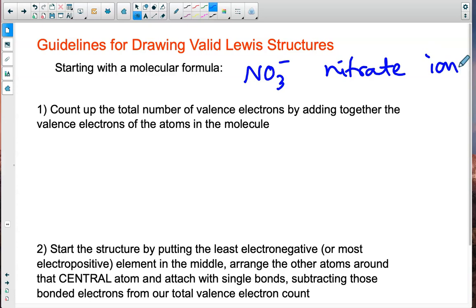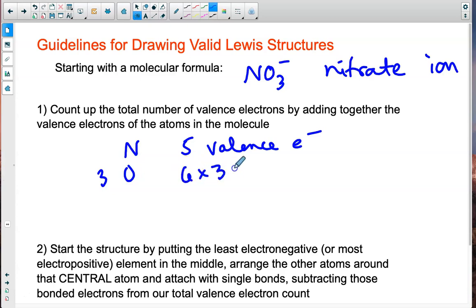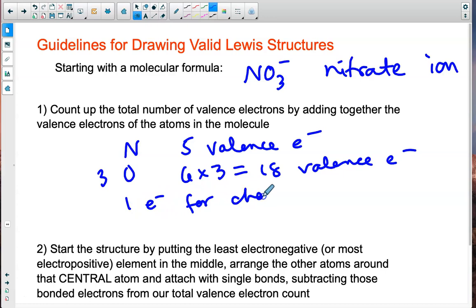So we start by counting up the total number of valence electrons by adding together the valence electrons of the atoms in the molecule. So we have nitrogen, which has 5 valence electrons. And then we have 3 oxygens, each that have 6 valence electrons. So that's 6 times 3, or 18 valence electrons. And then we have 1 electron for the charge. So that's 5 plus 18 plus 1, which equals 24 electrons.